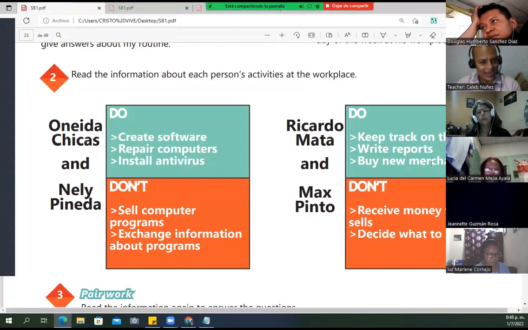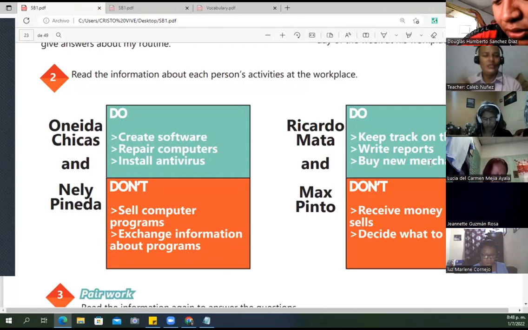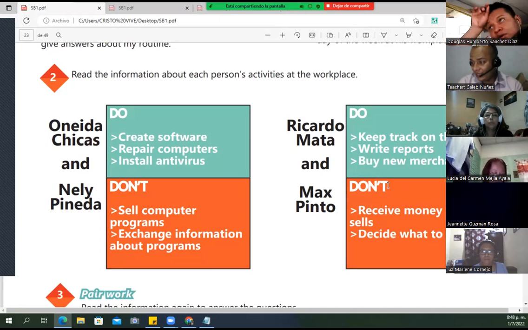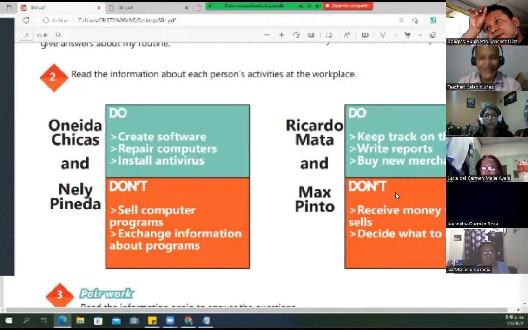They buy new merchandise. What is merchandise? Mercancía. Mercancía, muy bien. Los que no lo sabían, pongámoslo ahí en su vocabulary. Those are the activities that Ricardo and Max do. So let's go with the activities that Max and Ricardo don't do. Don't receive. What is the meaning? Don't exchange. Intercambiar.